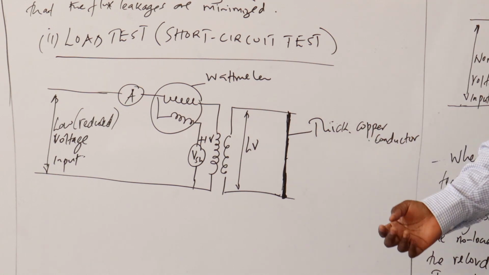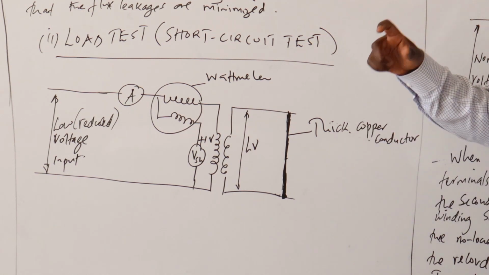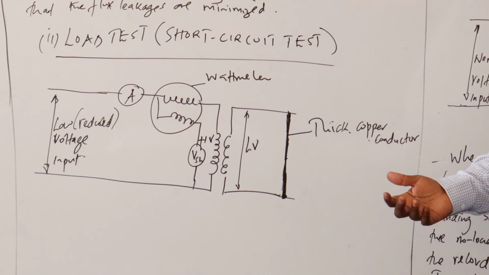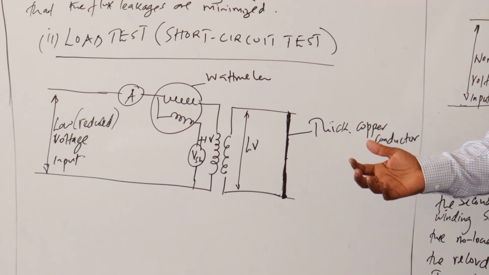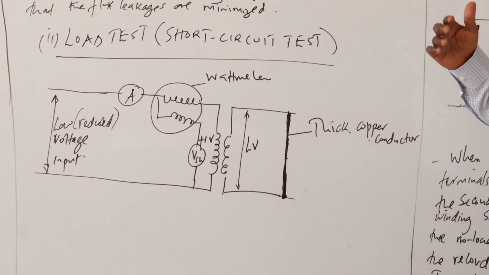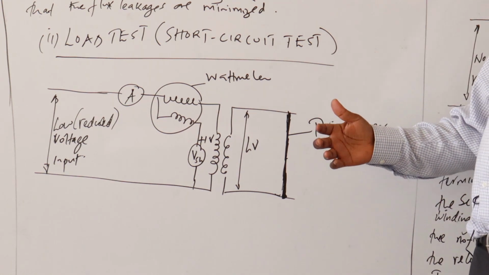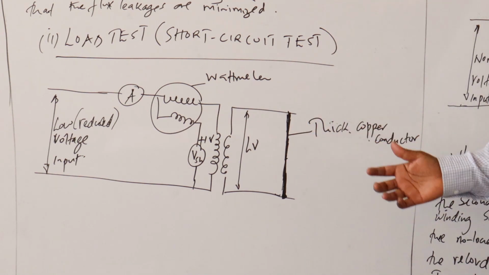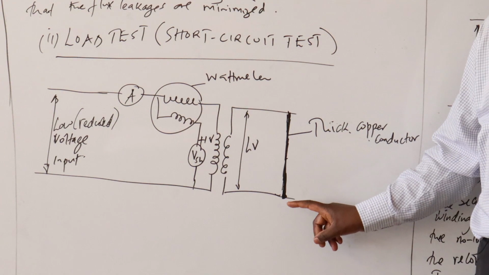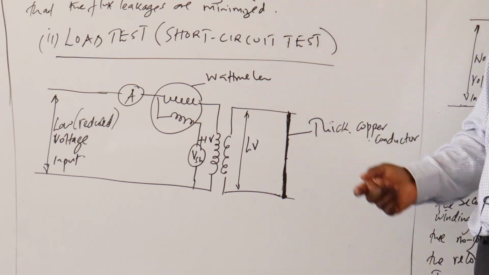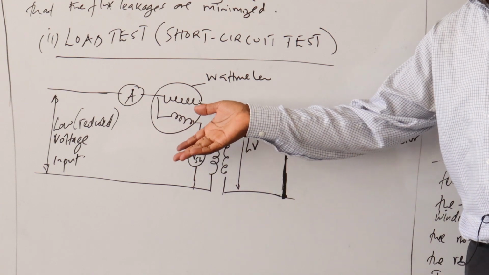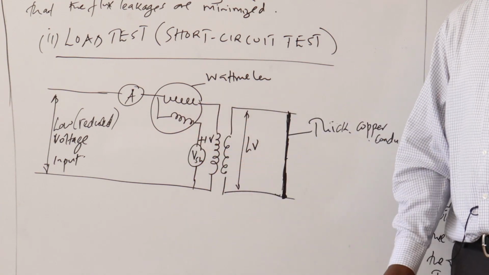By so doing, we shall have the maximum losses due to the resistance of the copper. From previous knowledge, we know that the resistance of the conductor is a function of the current that is flowing. Since the current will be maximum across the secondary terminals, we shall have the maximum losses due to copper. So the wattmeter will only record the copper losses and the iron loss will be negligible.